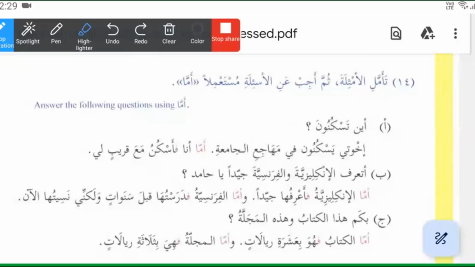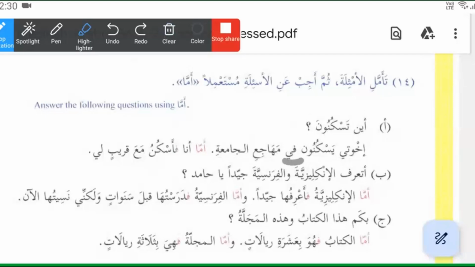Now here it's written aina taskununa, where you all are staying. Now the answer is ikhwati يسكنون في محاجي الجامعة أما أنا فأسكن مع قريب لي. إخوة or أخٌ, the jama is إخوة. So إخوتي means my brothers. Ikhwati, my brothers, yaskununa, they are living fi mahajil jamia, in the dormitory or in the hostel of the university.